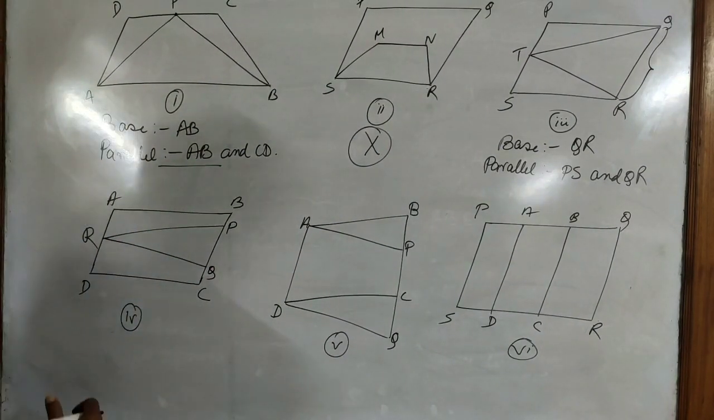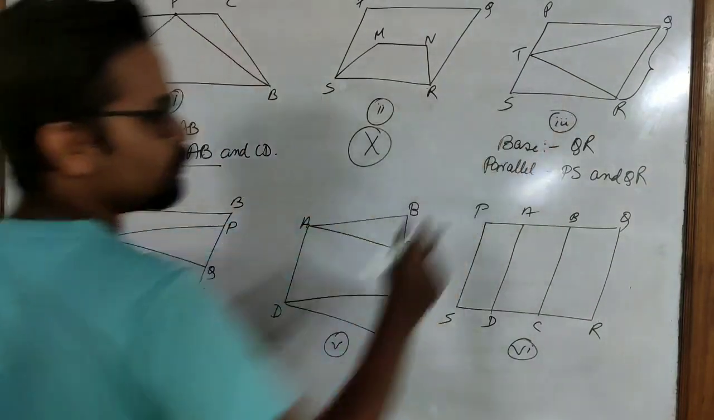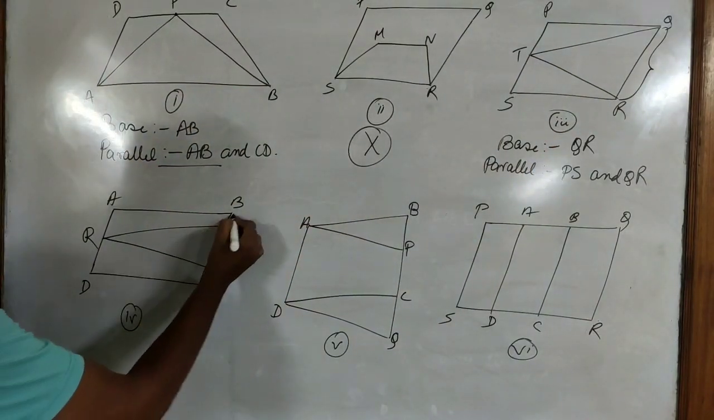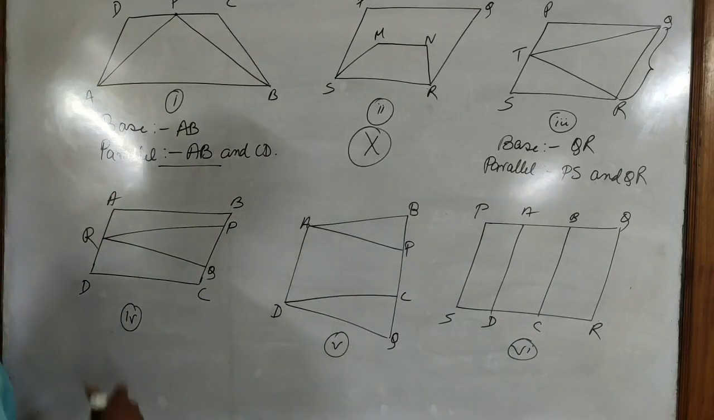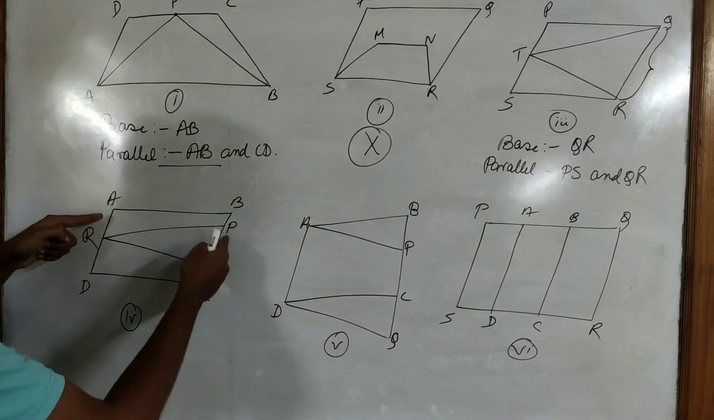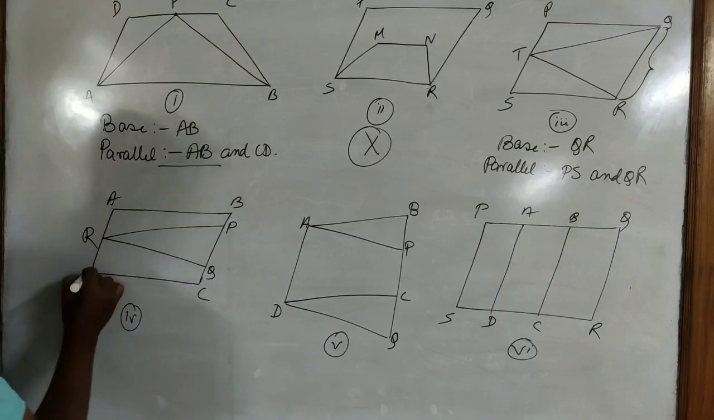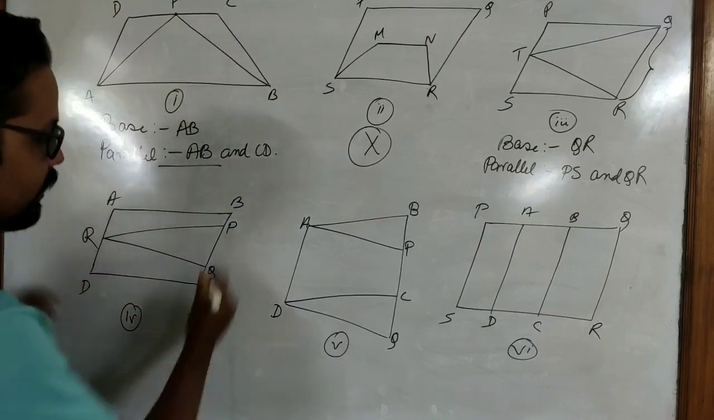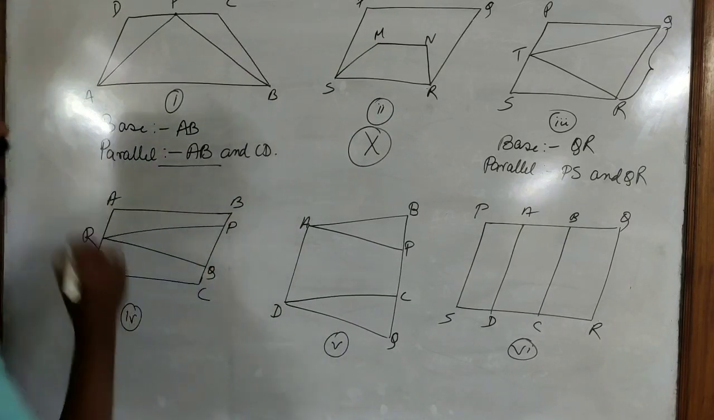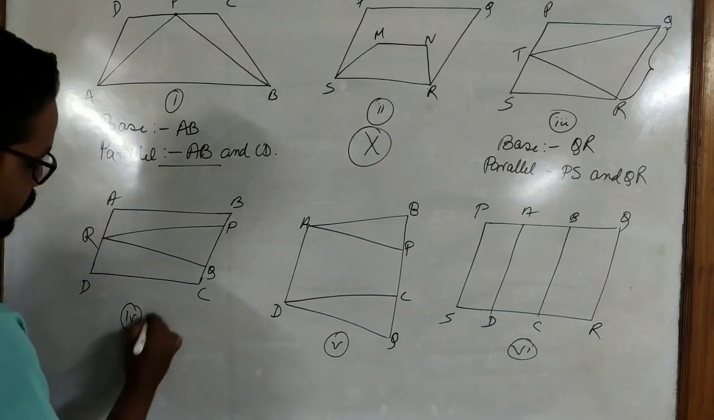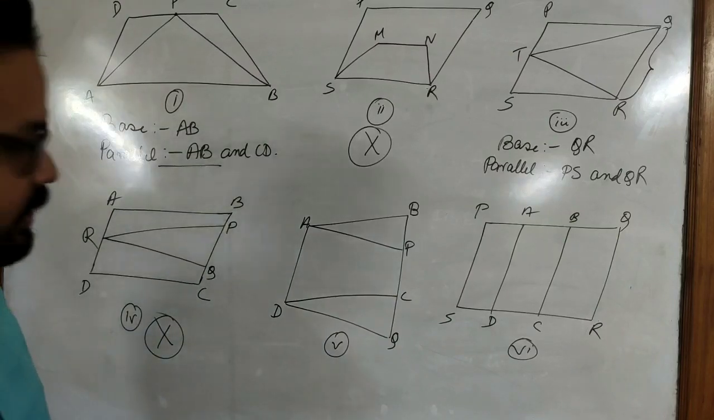Let's move on to this one. In this case what happens? It is somewhat like the previous one, but the difference here is BC and PQ are the bases. So the base itself is not the same. Although they lie between the same parallel lines, the base is not the same. So as a result, here BC and PQ are two different bases. Therefore this is not coming into consideration.